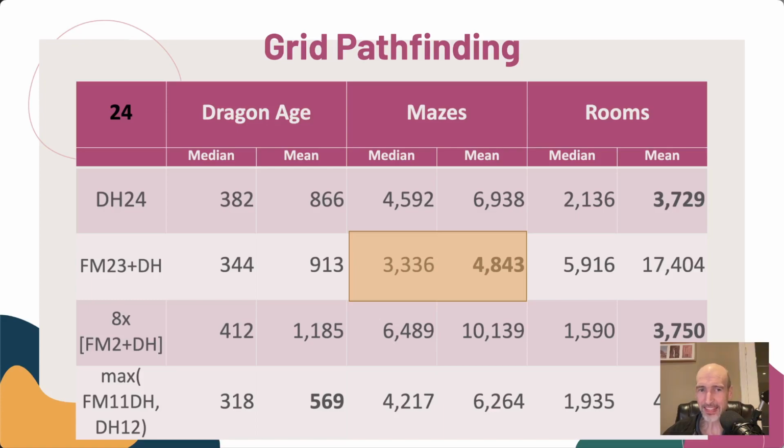When we look at mazes, actually, the best thing to do is to build a 24-dimensional embedding. If we do 24 dimensions of FastMap, it's actually worse than differential heuristic. But when we use differential heuristic as the 24th dimension, then we're actually doing better. And the other thing we see here in Dragon Age, this is very consistent with the original paper, is that actually combining together FastMap and differential heuristics sometimes gives you good performance too.